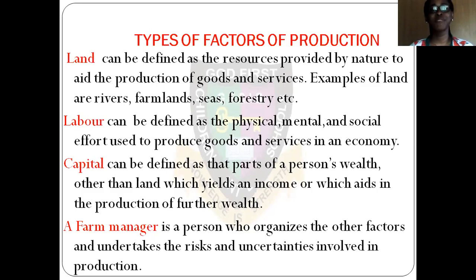So we go to farm manager. A farm manager is a person who organizes the other factors and undertakes the risks and uncertainties involved in production. The farm manager organizes the three other factors of production, the land, the labor, and the capital, and takes risks and uncertainties involved in the production of agricultural produce.